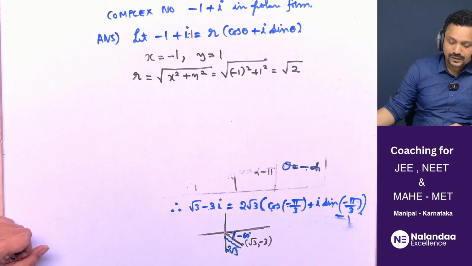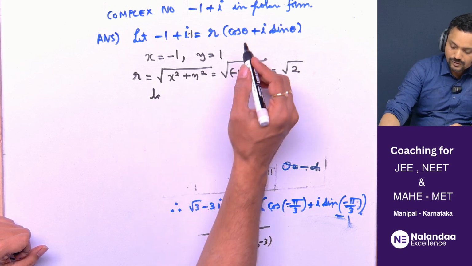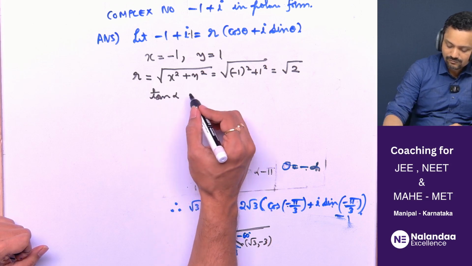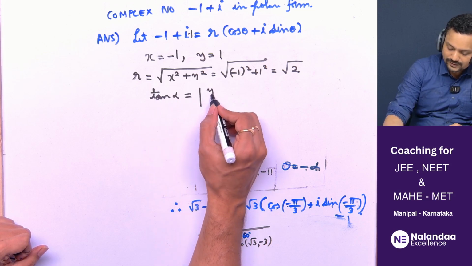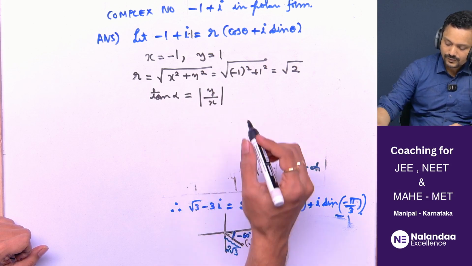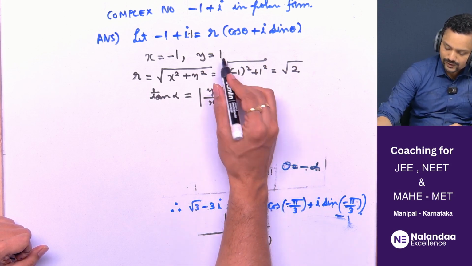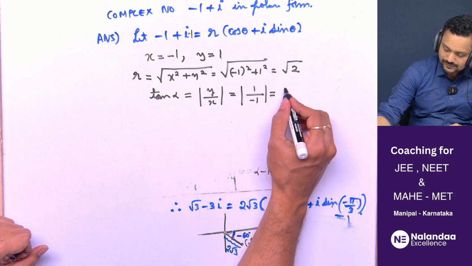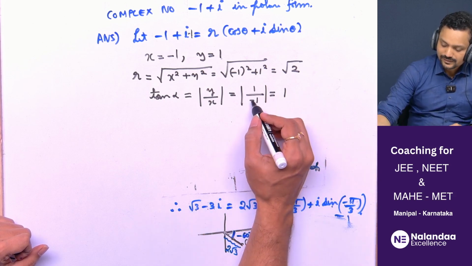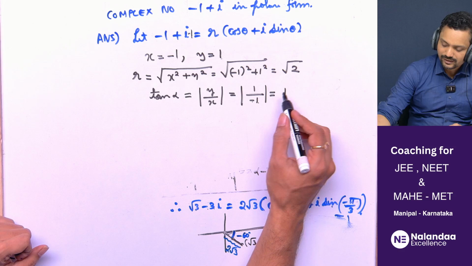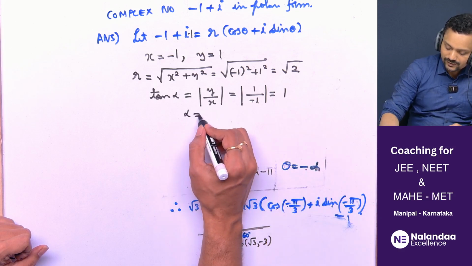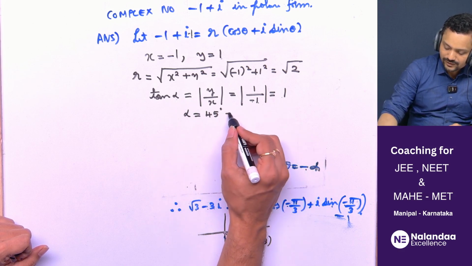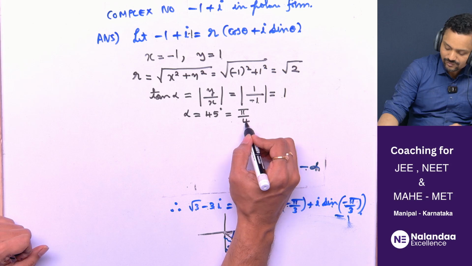So check r. Then immediately, to find theta, as we said, we'll go for a two-step procedure. First we'll find tan alpha, which is mod y by x, which is equal to mod of y is 1, x is minus 1, and this will be 1 itself, because the minus sign goes under the modulus. 1 by 1 is 1, and we know alpha is equal to 45 degrees. If tan alpha is 1, alpha will be 45 or pi by 4.